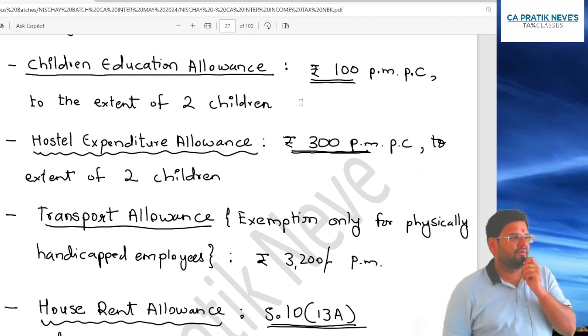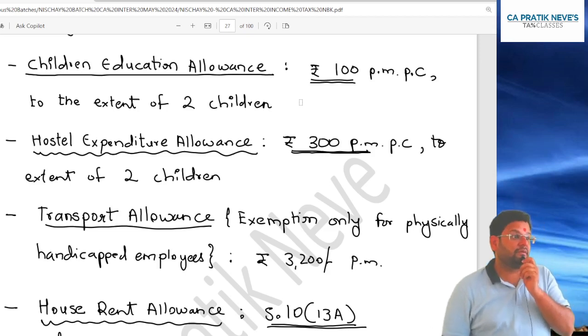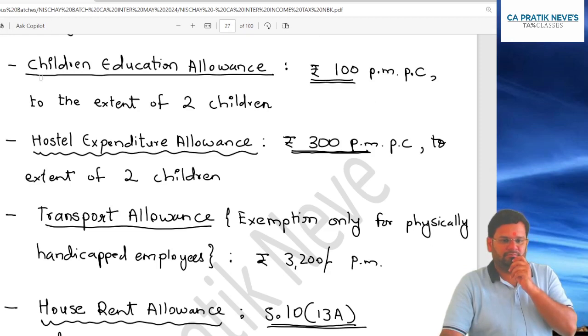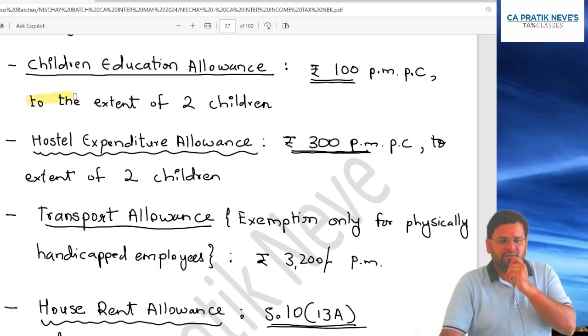100 rupees. I took an auto and my 100 rupees were spent. So 100 rupees per month per child is the exemption they are giving for children education allowance. So your employer may pay you any amount, but exemption will be 100 rupees per month per child to the extent of two children.